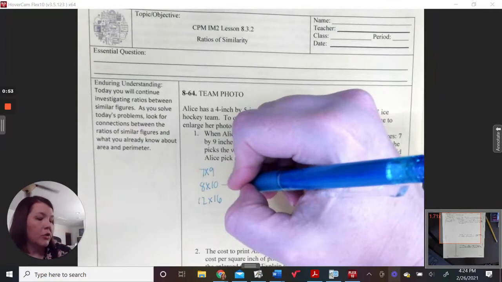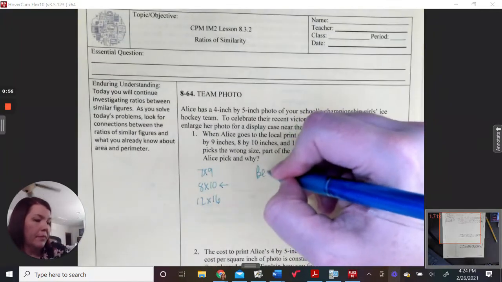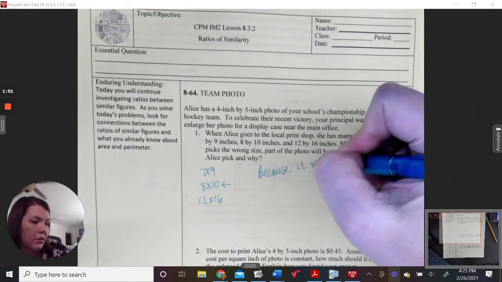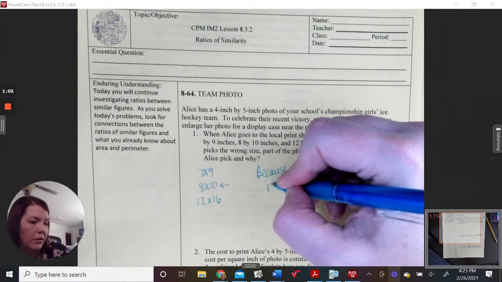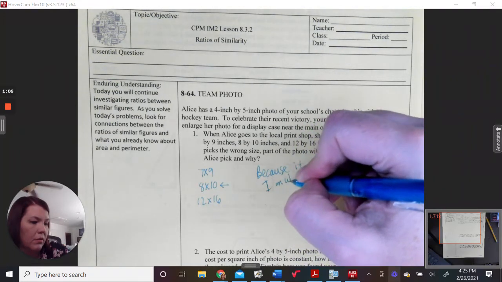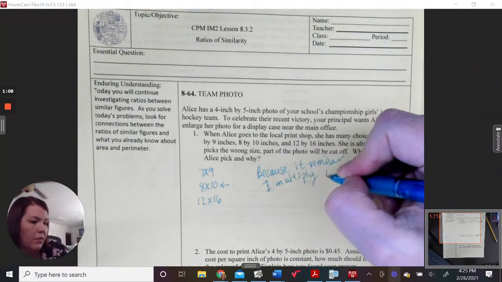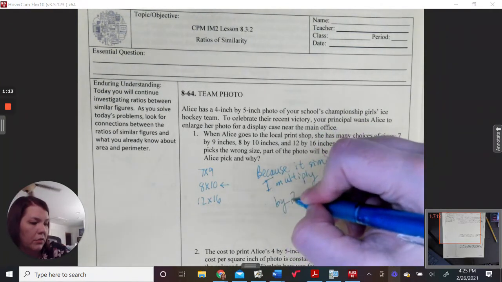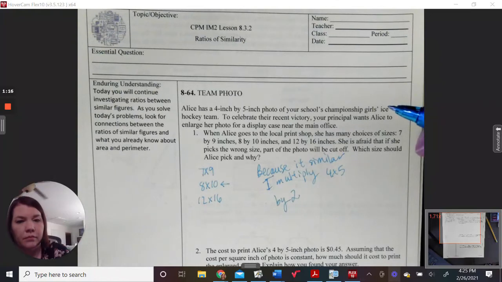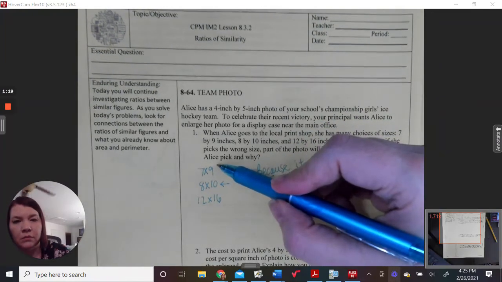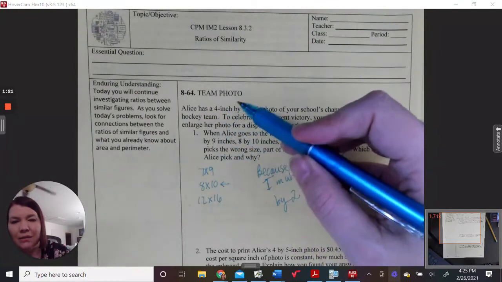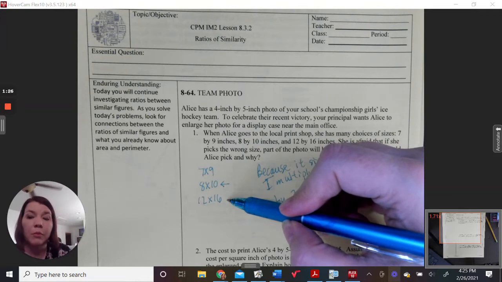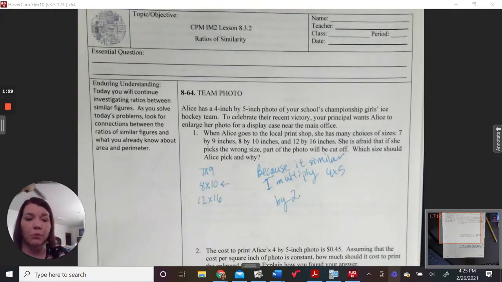I think she should pick this size because it is similar. I need to multiply 4 by 5 by 2. If I do that with this one, there's not a really nice multiple. This one I can times by 3, but that's going to be a little wide, so it's not going to be proportional. So I would choose 8 by 10 because of the proportionality.